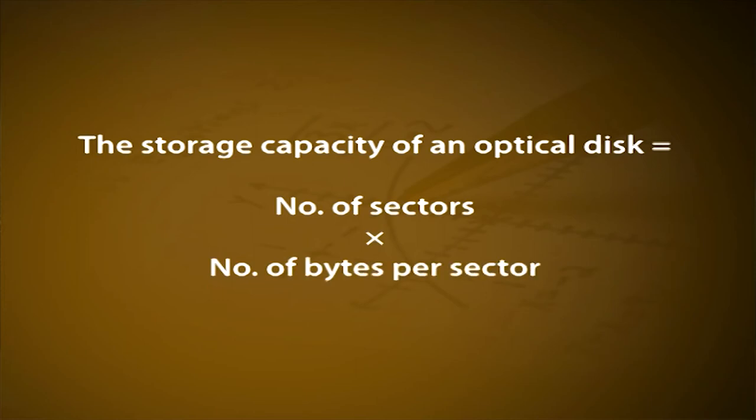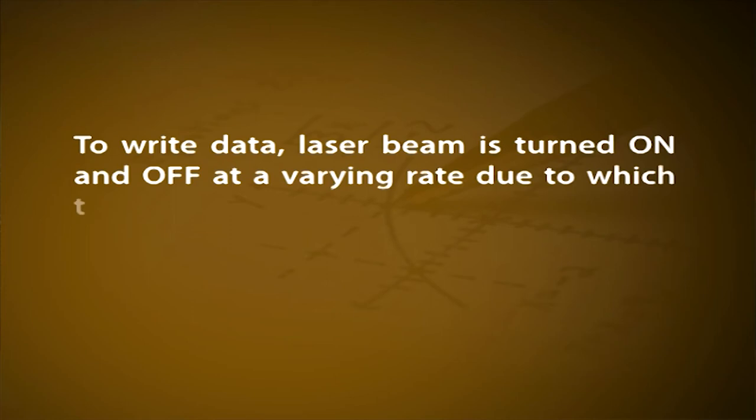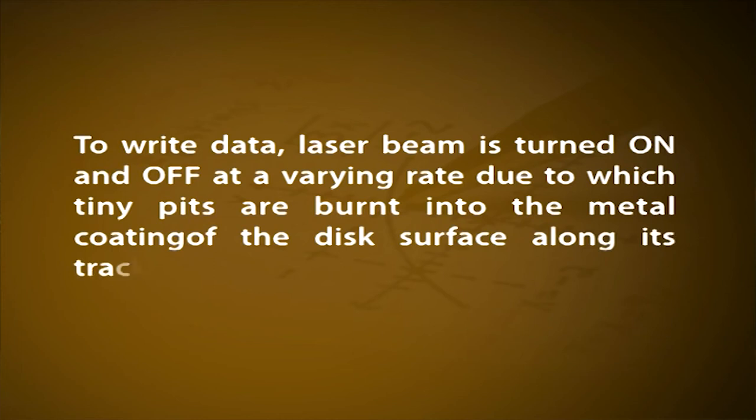An optical disk drive uses laser beam technology for recording or reading of data on an optical disk surface. It has two laser beam sources. One laser beam of greater intensity is used to write data by etching microscopic pits on the disk surface, and another laser beam of lesser intensity is used to read data from the light sensitive disk surface. To write data, the laser beam is turned on and off at a varying rate due to which tiny pits are burned into the metal coating of the disk surface along its tracks.